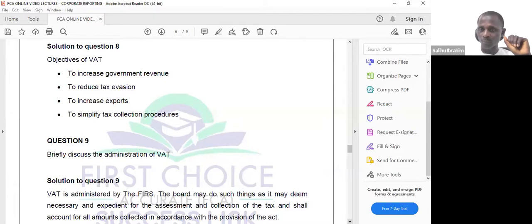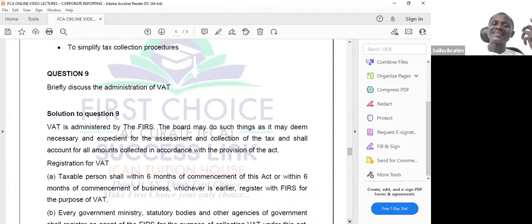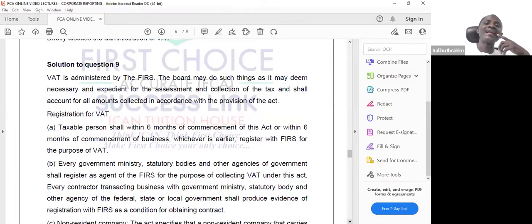The case is still in court. The states claim that they are supposed to be responsible for VAT collection and not the federal government, while the federal government is claiming that they are supposed to be collecting VAT. So until the court decides on who is to be collecting VAT, what is currently in operation is that the relevant tax authority for the collection and administration of VAT is the Federal Inland Revenue Service. And the Federal Inland Revenue Service is given the power to do anything expedient for the assessment and collection of VAT.